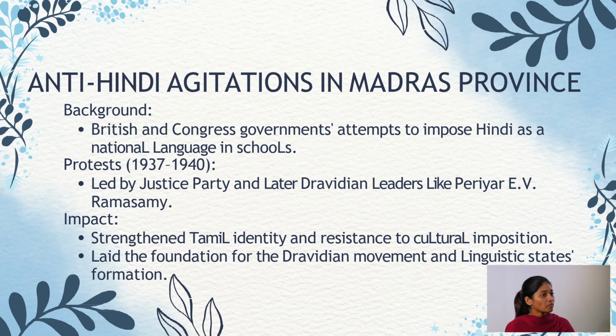Government crackdowns. The protests were met with severe repression from the government. Over the course of the agitation, police violence resulted in the deaths of two protesters and led to the arrest of approximately 1,198 individuals, including women and children. The brutal police response galvanized public sentiments against Hindi imposition.